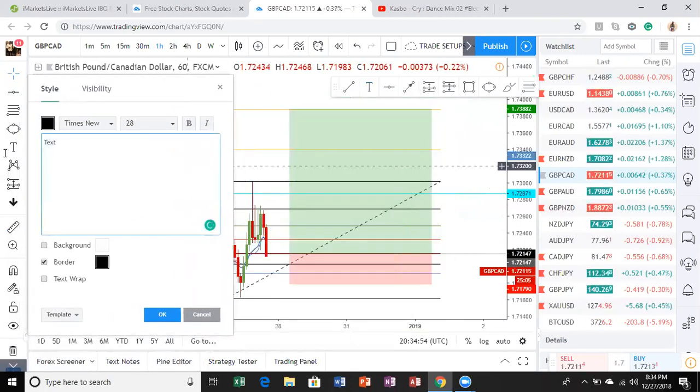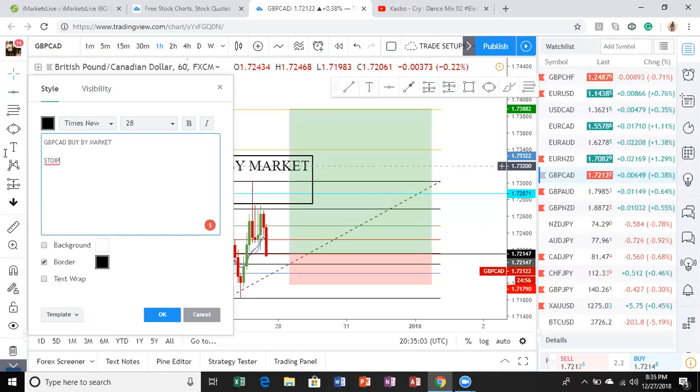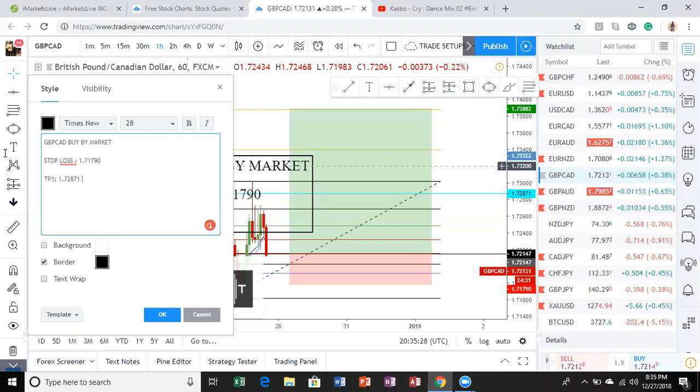So GBP CAD, buy market. Stop loss is 1.71790. TP1 is going to be 1.72728, which is equivalent to 70 pips. And TP2 is equivalent to what?